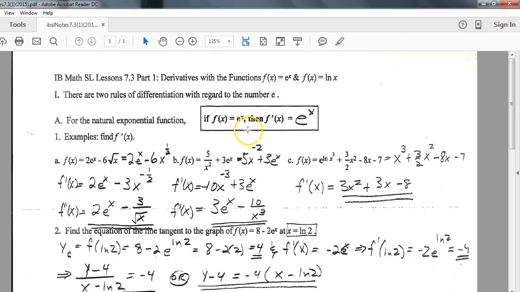So real simple to start out with the first one. The derivative of e to the x is e to the x. So that's a nice simple one to work with. So here's a couple examples with some things that we've already done with the power rule, now involving e.